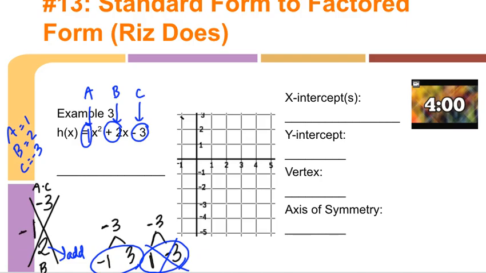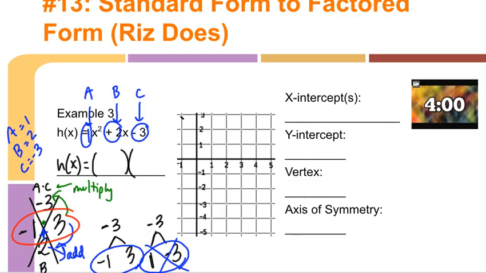Let me double check that. Negative 1 plus 3 does make positive 2, and negative 1 multiplied by positive 3 does make negative 3. Remember, I want to multiply to this top number. So I just figured out my two numbers that are going to be in factored form.